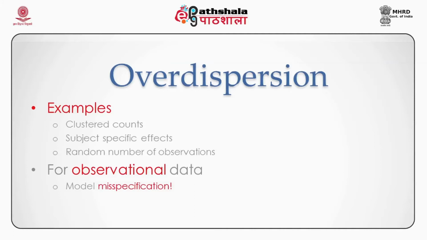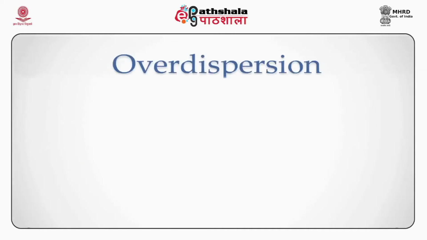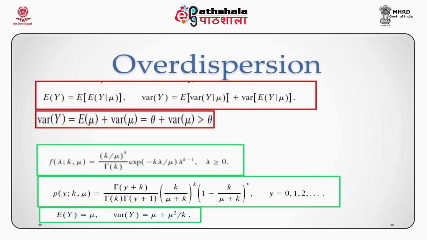The first relates to the case where we have the conditional and the marginal mean. So, note that the marginal mean of y is given by expectation of expectation of y given mu. The unconditional variance of y is given by expectation of variance of y given mu plus variance of expectation of y given mu, which is equal to expectation of mu plus variance of mu if we assume that the assumption of mean equal to variance holds conditionally.